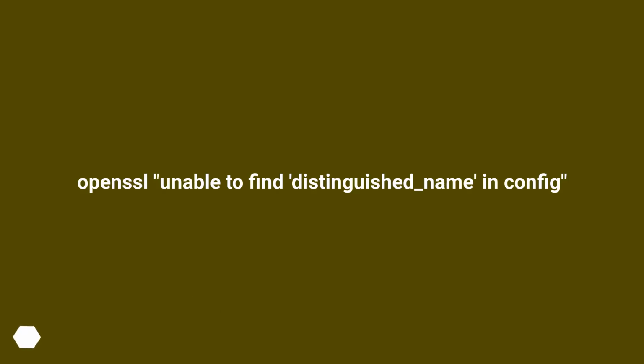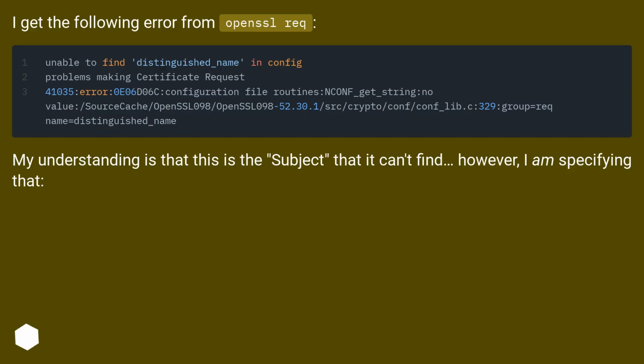openssl unable to find distinguished_name in config. I get the following error from openssl req. My understanding is that this is the subject that it can't find. However, I am specifying that.